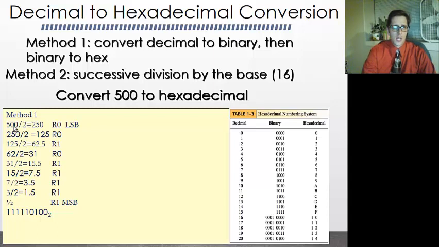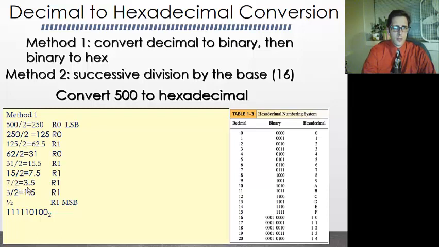So the first thing we do is we take 500 divided by 2, we get 250, the remainder of 0. That's our least significant bit. And we have 250 divided by 2, we get 125, remainder 0. 125 divided by 2, we have a remainder, so it's 1. So we get 62 divided by 2 is 31, we have a remainder of 0. 31 divided by 2 has a remainder, so we get 15, and we have a remainder of 1. 15 divided by 2, we get 7.5, so we have a remainder of 1.